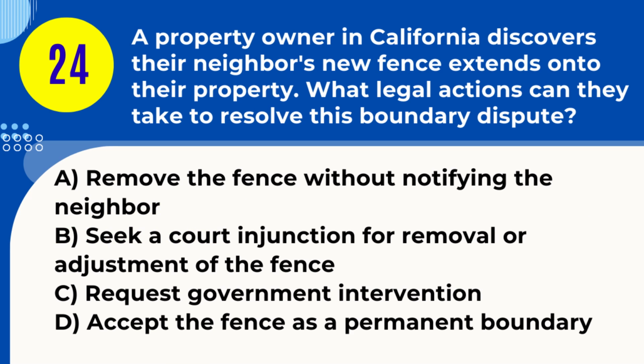Question 24. A property owner in California discovers their neighbor's new fence extends onto their property. What legal actions can they take to resolve this boundary dispute? A. Remove the fence without notifying the neighbor. B. Seek a court injunction for removal or adjustment of the fence. C. Request government intervention. D. Accept the fence as a permanent boundary.